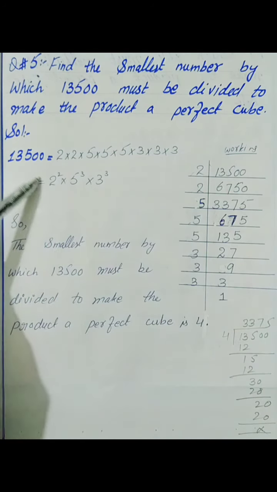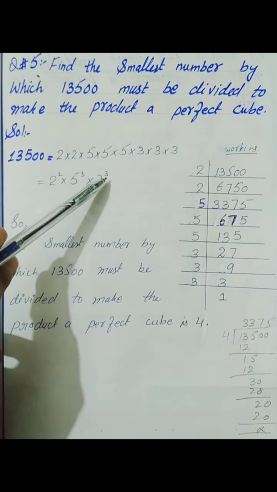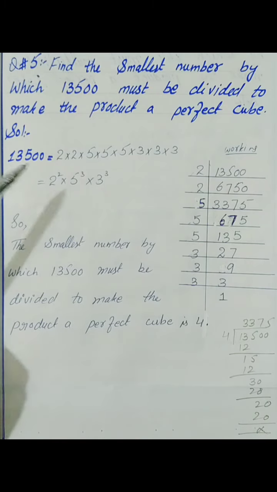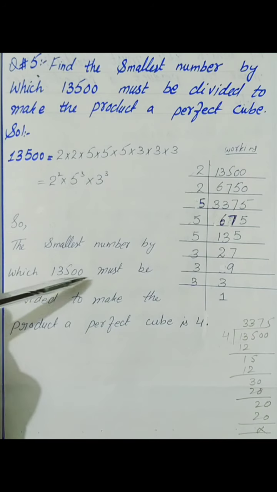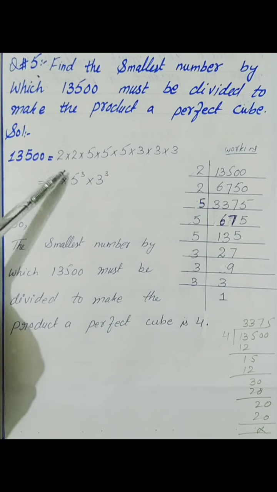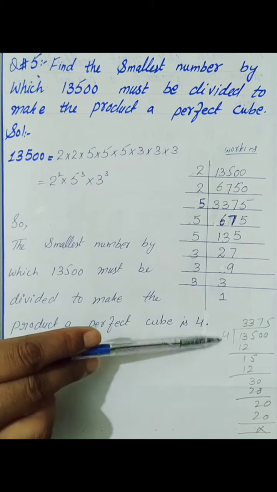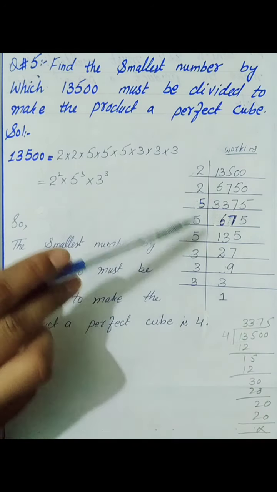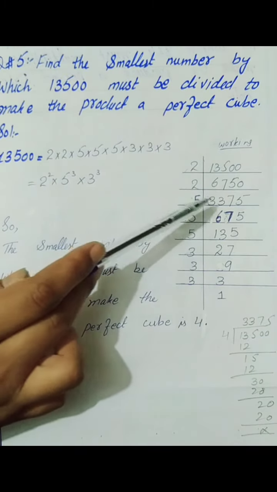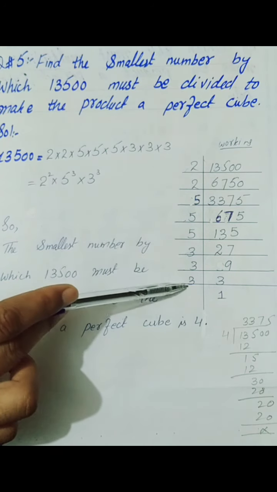So here we have 2 in square, but 5 is in triplet form and 3 is in triplet form. It means that the smallest number is 4. The smallest number by which 13,500 must be divided to make the quotient a perfect cube is 4. Only 2 is not in triplet, and if we divide 13,500 by 4 we get 3,375. And 3,375 is a perfect cube because 5 is in triplet form and 3 is also in triplet form.